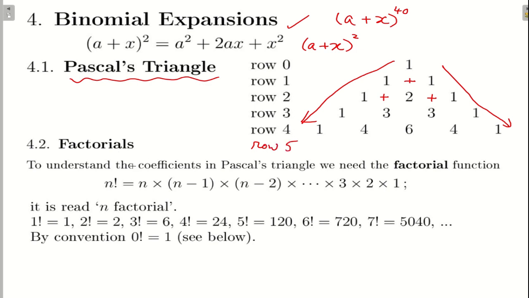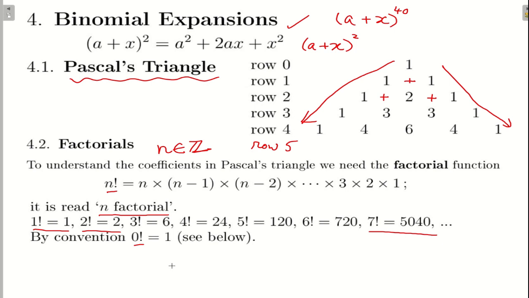And for the factorials, if we have any integer number n, n factorial, which we denote by n with an exclamation mark, is equal to n multiplied by n minus 1, multiplied by n minus 2, until 3, 2, and 1. This is called n factorial. For example, 1 factorial is 1, 2 factorial is 2, and so on up to 7 factorial is 5040. And by convention, 0 factorial is equal to 1.